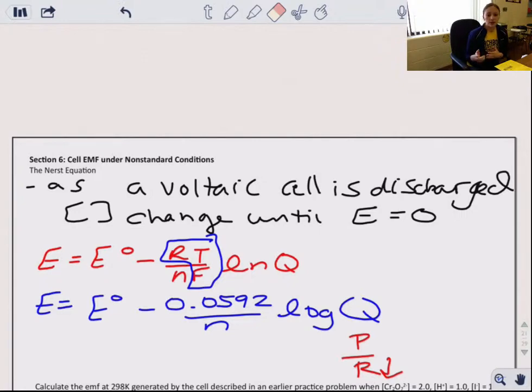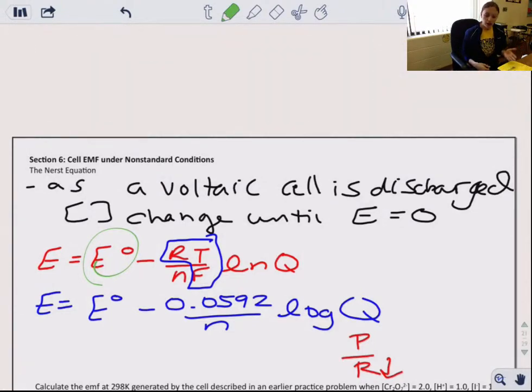As the voltaic cell is discharged, your concentration actually changes until your E equals 0. Until that overall E equals 0. Now this E naught here is still your cell potential. That's not going to change. But what might change is, if I have more products or reactants, the actual E for the entire cell or the entire reaction will change.